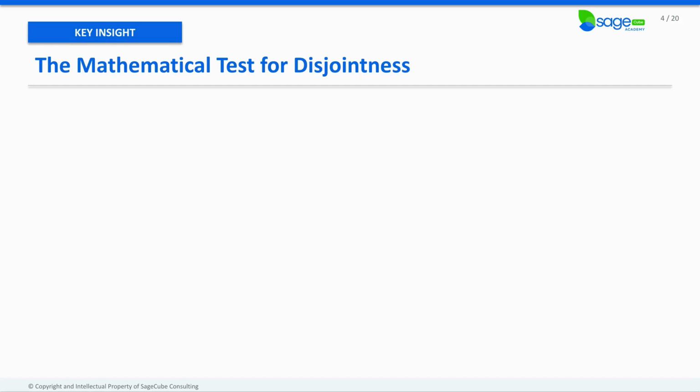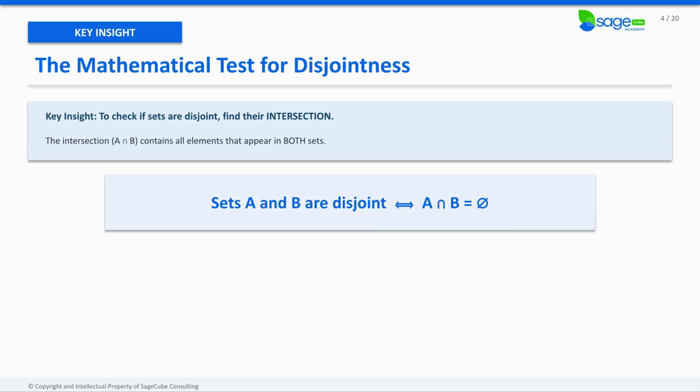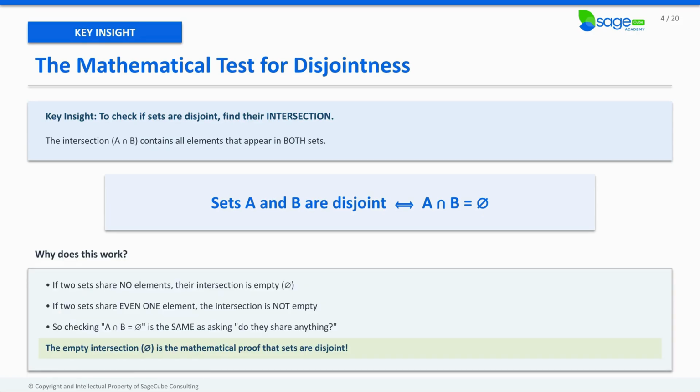Okay? So the test is this. Find the intersection, the set of everything that appears in both A and B. If that intersection is empty, then the sets are what? Disjoint. But if that intersection contains even one element, then they are not disjoint. That's it. So we are checking A intersection B equals empty. It is mathematically identical to asking, do they share anything? Do they have anything in common? So the empty intersection is your proof. Are you with me so far?